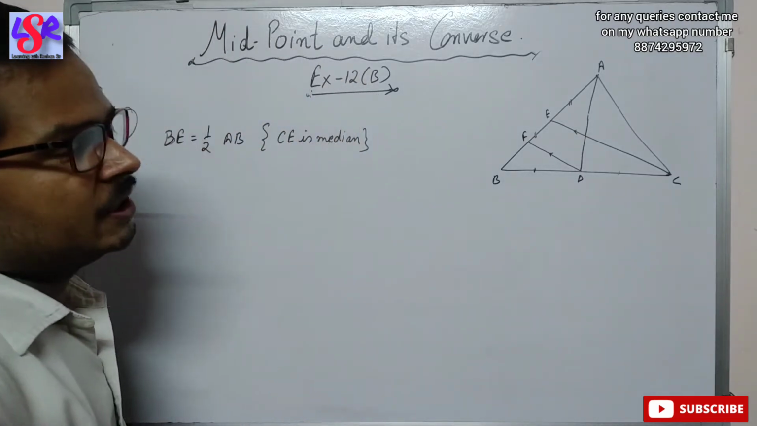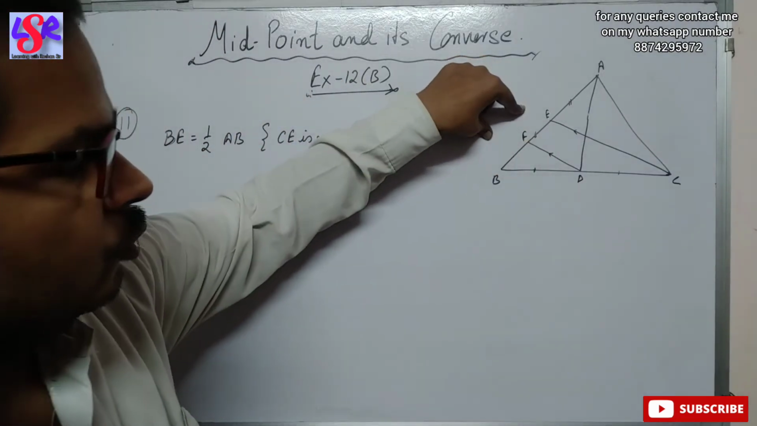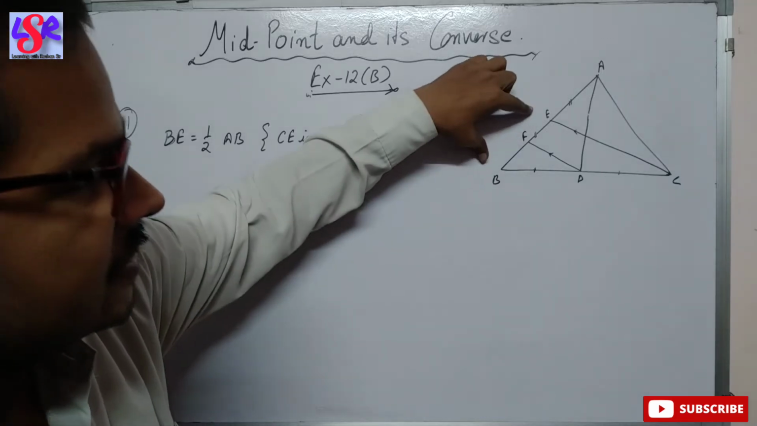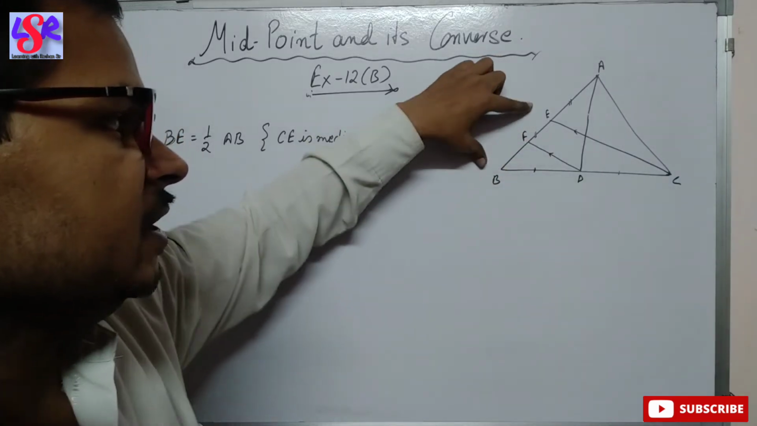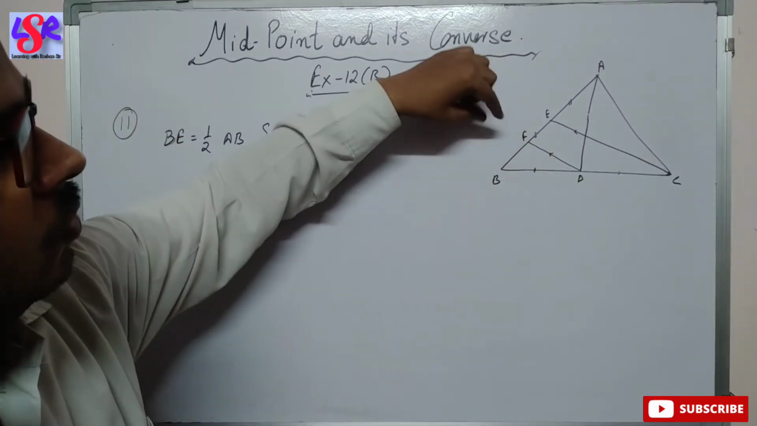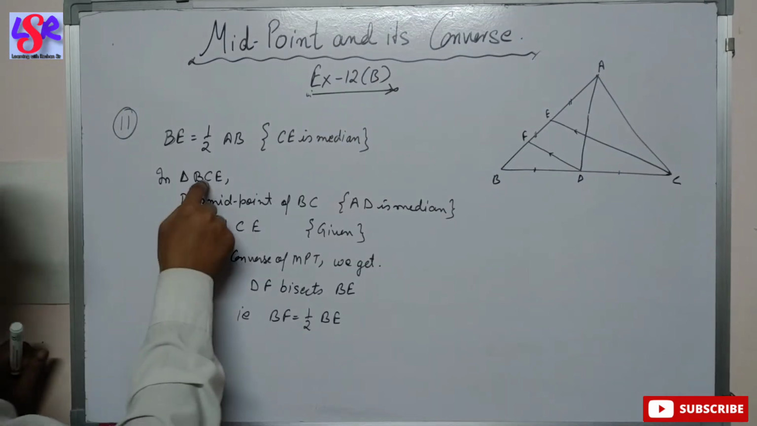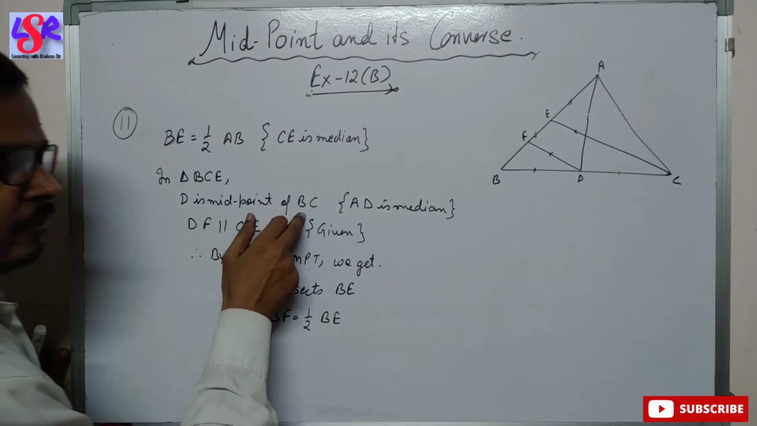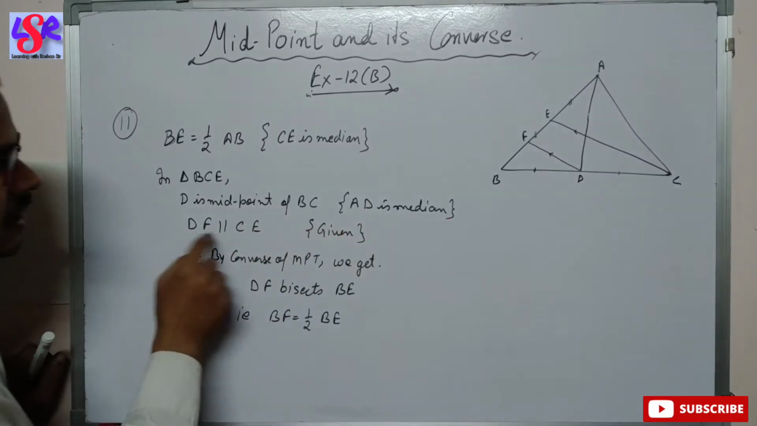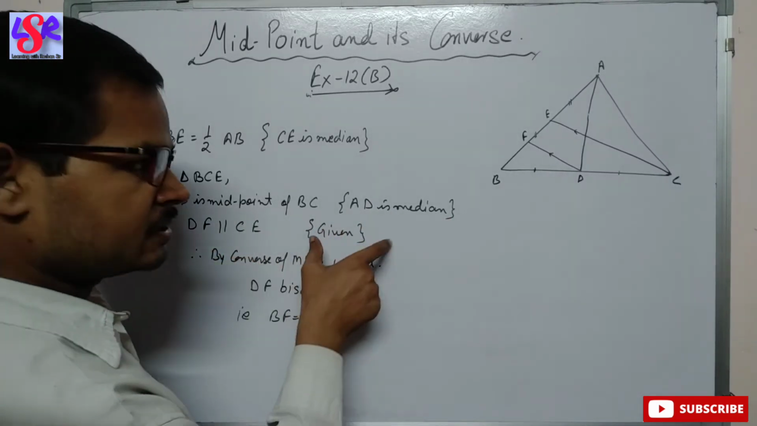So by the help of converse of midpoint theorem, we can prove this DF bisects BE. So if DF bisects BE, in that case we'll be getting BF is half of BE. So here in triangle BCE, D is the midpoint of BC as AD is median and DF is parallel to CE has been given to us.